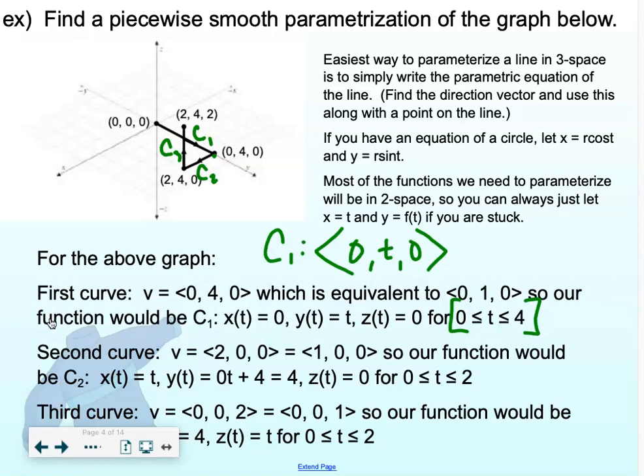Are we going to sequentialize the t-values? Good question. The question was, do the t-values have to go from 0 to 4, and then 4 to something, and then something to something else? They don't have to be sequential. As long as the t's are correct and produce the correct curve, you'll be fine.